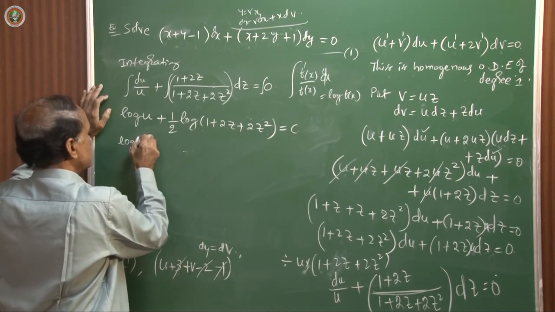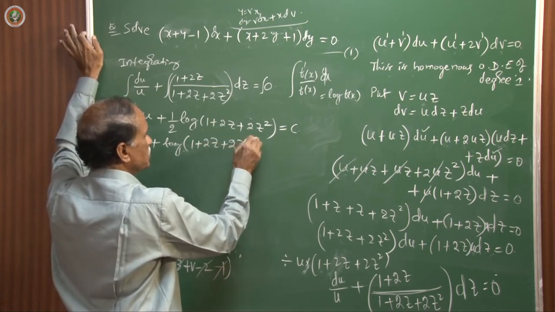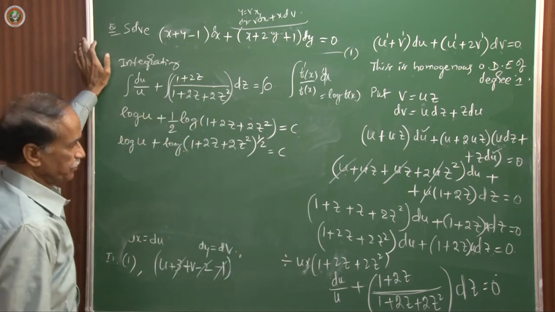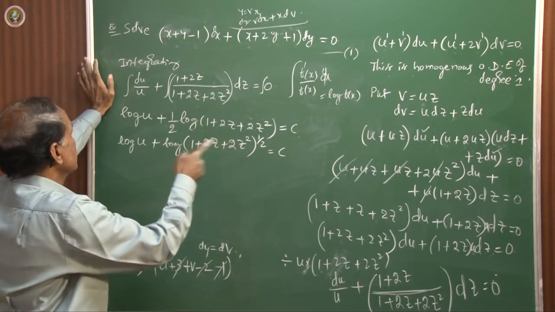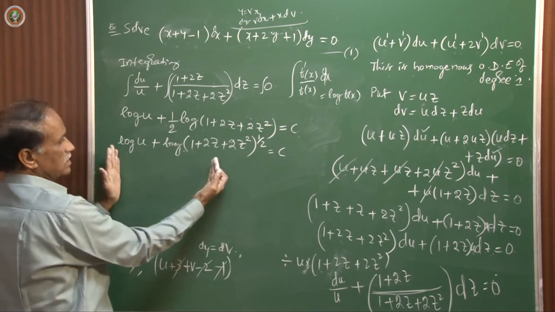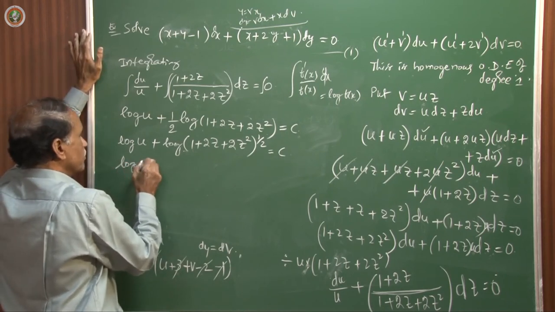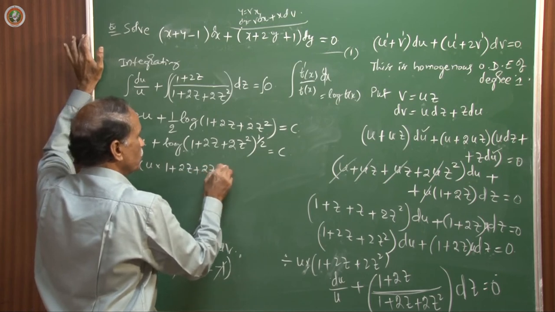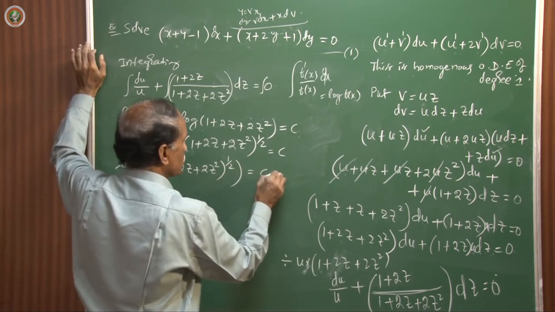Anyway, one more step, I can write like this: u plus log of 1 plus 2z plus 2z square, whole to the power half, is equal to c, as it is. Integration of 0 I have written: first term is log, second term is log, right side 0, integration is constant. That's right. Then log m plus log n is log of m into n. Therefore, log of u into (1 plus 2z plus 2z square) whole to the power half is equal to c.